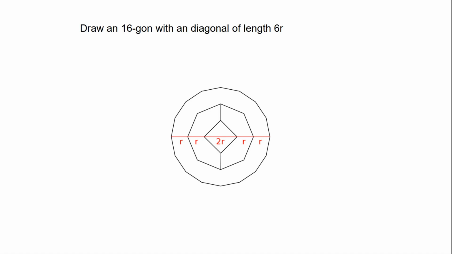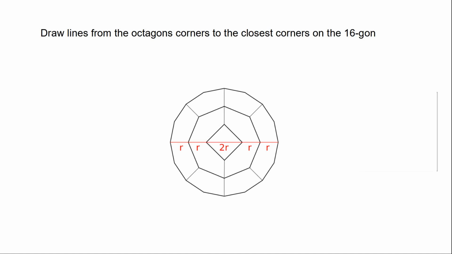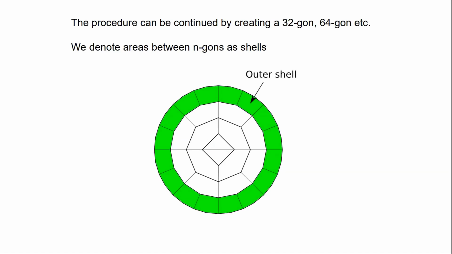Draw a 16-gon with a diagonal of length 6r. Draw lines from the octagon's corners to the closest corners on the 16-gon. The procedure can be continued by creating a 32-gon, 64-gon, etc. We denote areas between n-gons as shells.